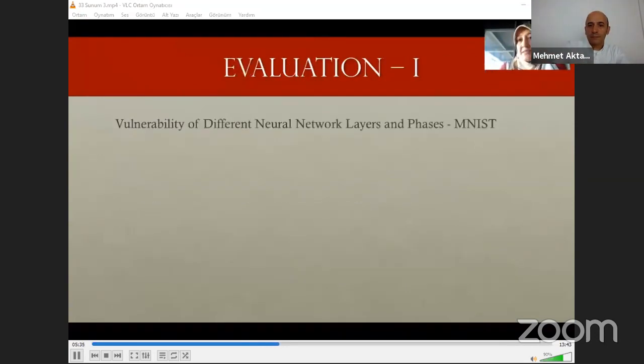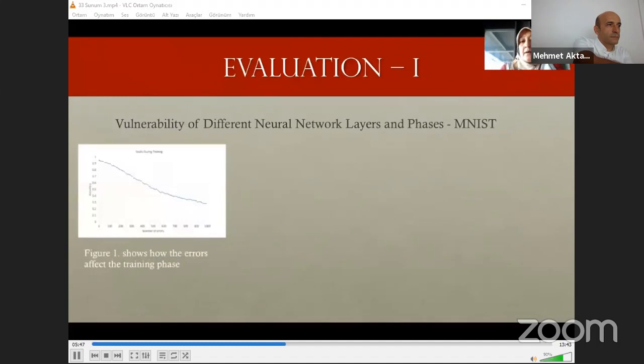And now I'll present our evaluation results. The first one is different neural network layers and phases in the MNIST application. First of all, we inject faults to the training phase. In the results, we see that when we increase the number of errors in the training matrix, the accuracy drops down, obviously, and it can drop down up to 30%. So if we train the neural network badly, the accuracy will drop.